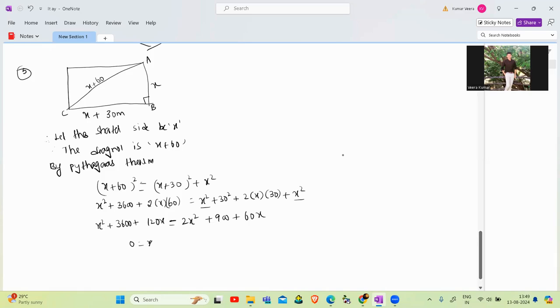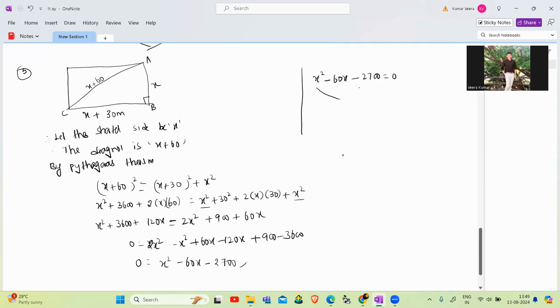0 is equal to 2x square, and the x square comes here minus x square, plus 60x minus 120x plus 900 minus 3600. Now 2x square minus x square is x square, plus 60x minus 120x is minus 60x, then plus 900 minus 3600. Whenever one is plus and one is minus, you do the subtraction, but the sign is negative because the bigger number has that sign. This is the equation: x square minus 60x minus 2700 is equal to 0.